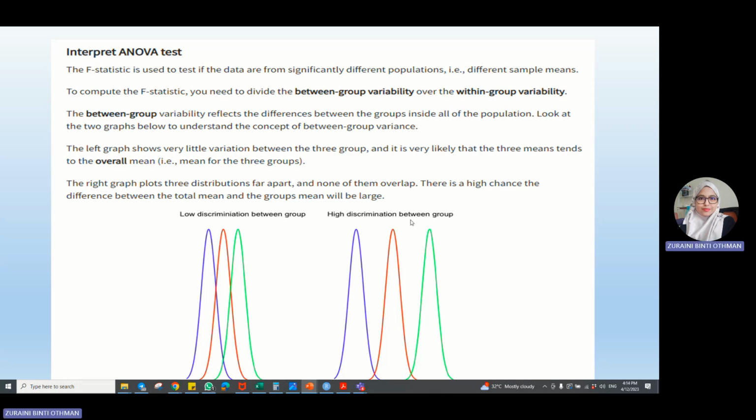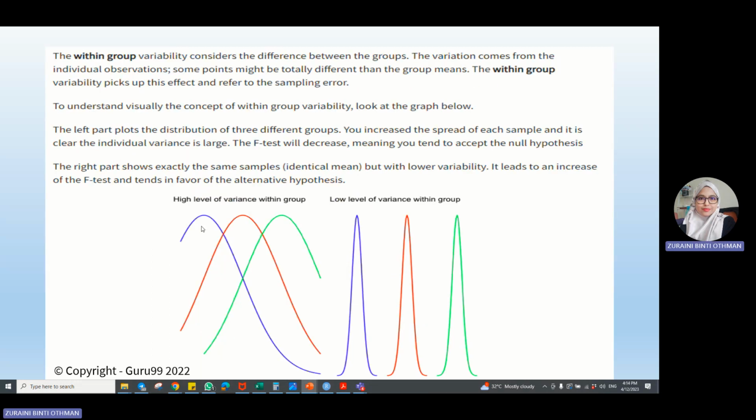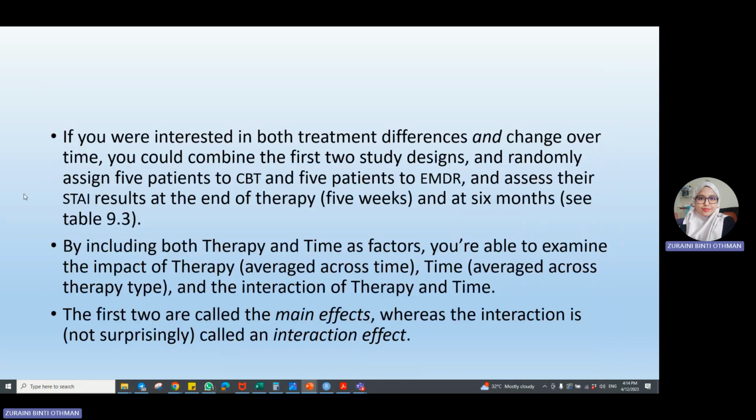And this is where the high discriminant between groups looks like. Okay, and this is within group. Okay, this is high level variance within group. And this is low level variance within group. It's more shrunk here.